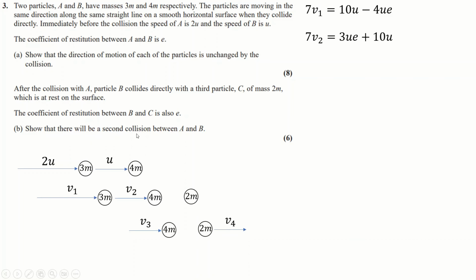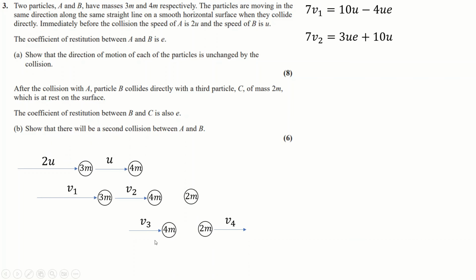And now we're being asked to show, by the way, the coefficient is the same as it was before, and now we're being asked to show that A and B, which is this particle and this particle, are going to collide again. Now, there are a couple of ways for that to happen. Obviously, if particle B turns around, then they're definitely going to collide again. However, it can also just be the case that B is slowed down such that v3 is less than v1, and therefore this particle catches up with it again, just like it did before.